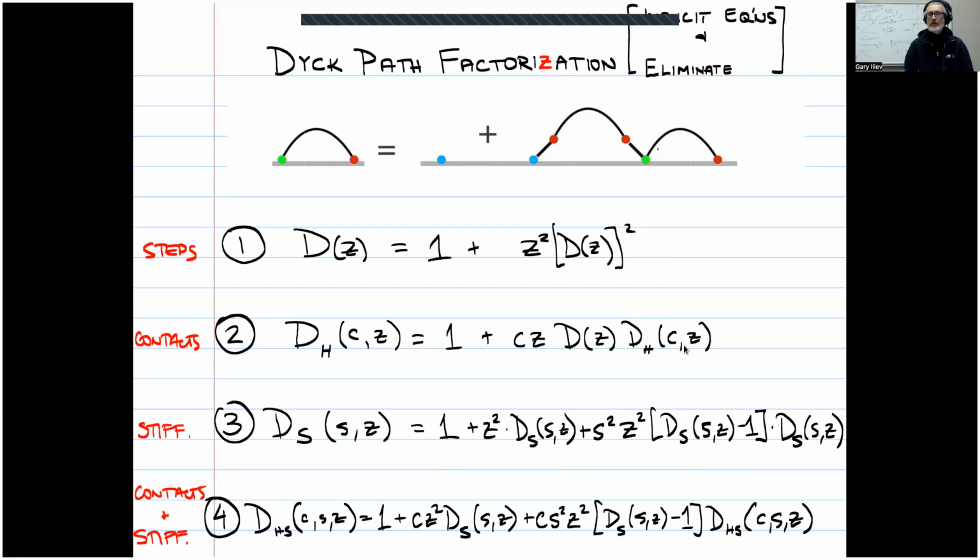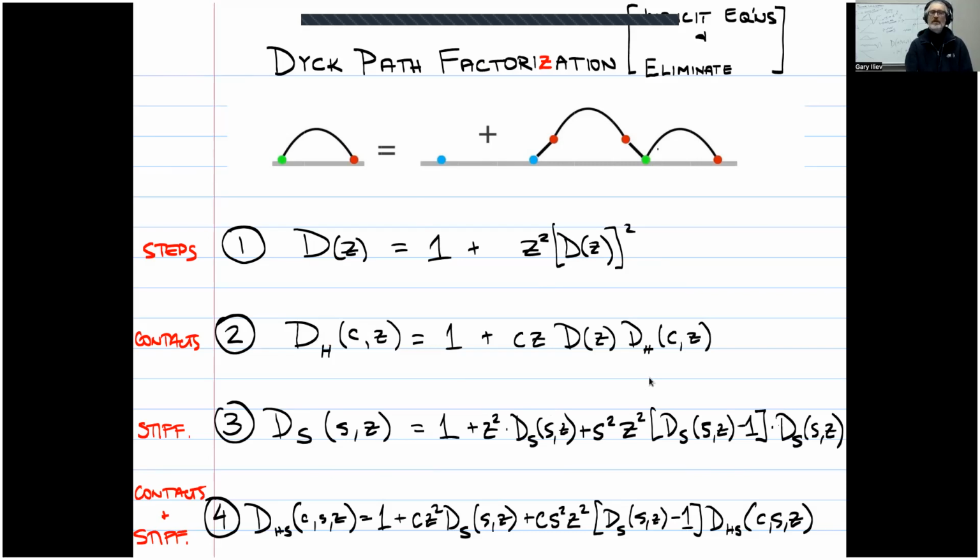So again, what I would end up doing here is just eliminate between equations 1 and 2 the common variable D of Z, and then I would have an equation that determines D_H. The things that I will keep track of for the purpose of this talk are things dealing with contacts with this preferred line, but I'm also going to keep track of stiffness in the model. And so the way that stiffness works is that I will associate a decoration S, or a parameter S, anytime the walk has a pair of collinear edges.